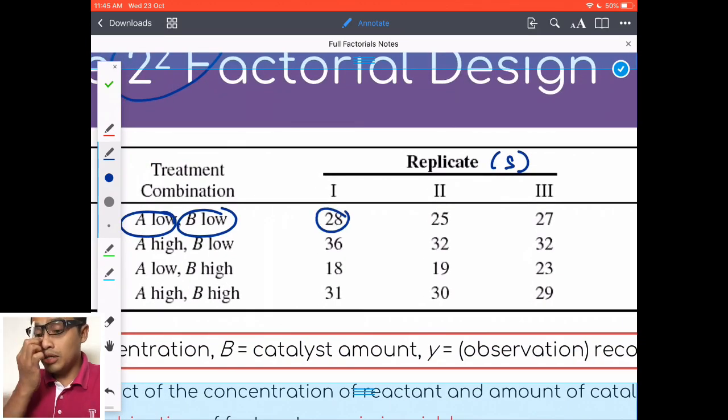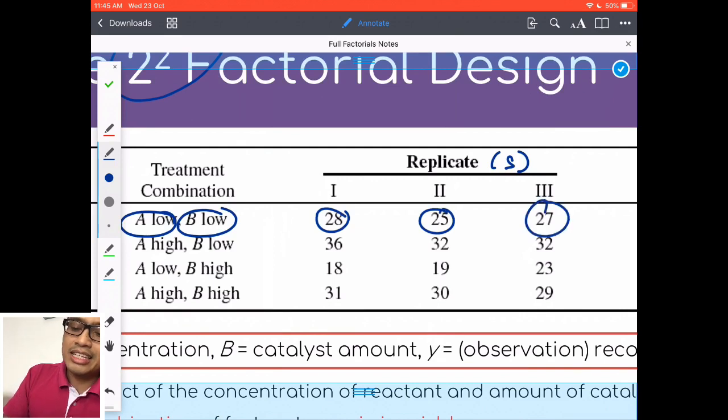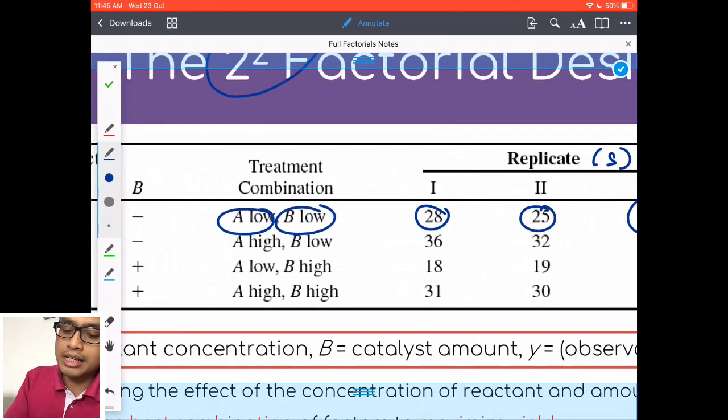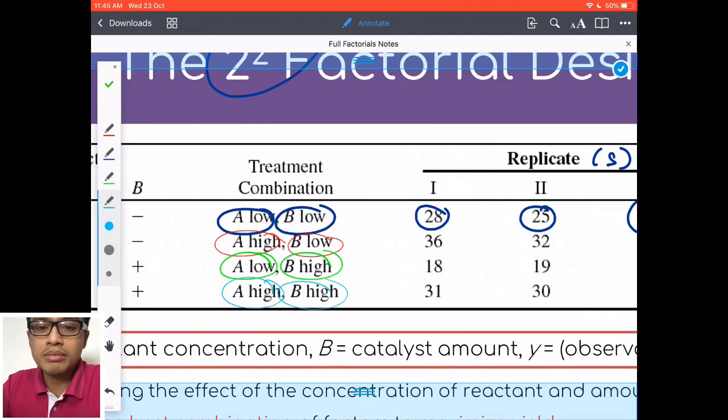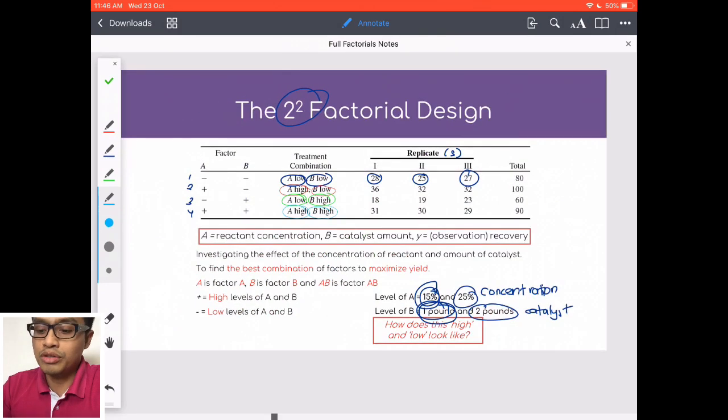We must have this notion that we must duplicate or replicate our experiment so that we have a more diverse amount or maybe a bigger range of data. In this case, you can see that we replicate this 3 times. Okay, n equals 3. In the second experiment, you combine low and high. And the third experiment, A low and B high. Second experiment is A high and B low. And the final experiment is A high and B high. You repeat it 3 times. That means 4 experiments times 3, you have 12 runs altogether.